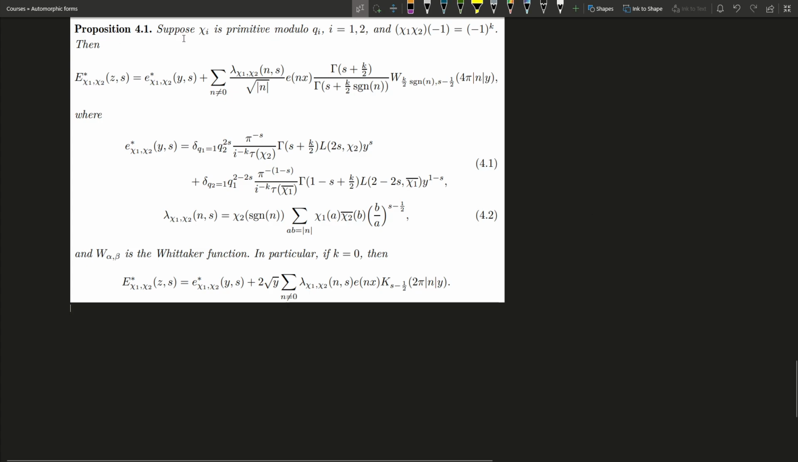So here, notice that there's this assumption that the chi's have to be primitive. Here, we're going to have just the trivial character mod 1. So what we end up getting for this is, and he says if the weight is 0, which is the case that we're in, then we have this. So we're going to have that this completed Eisenstein series E star, and then we'll figure that out later.